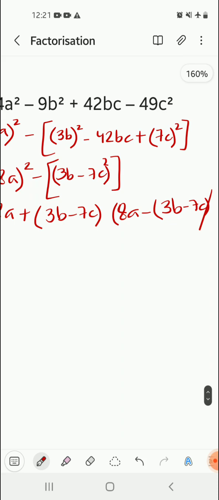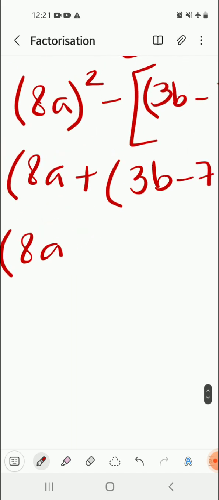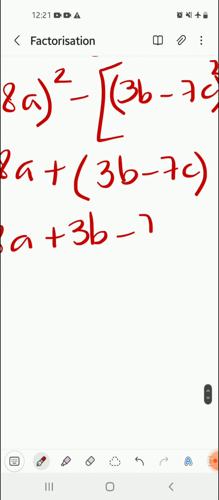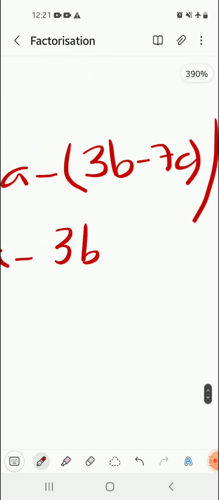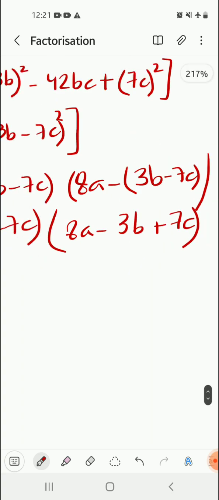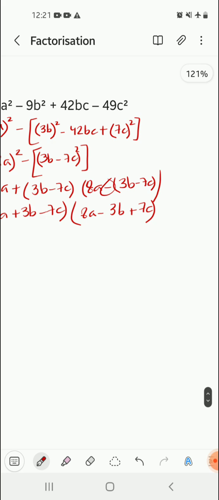Now see, we are going to solve this down. This becomes 8a plus 3b plus into minus, minus 7c, and this is 8a minus 3b minus into minus plus 7c. We're going to cross check it once more. 8a plus 3b plus into minus 7c. Again here minus, that's why the minus sign prevails, and minus into minus is plus.